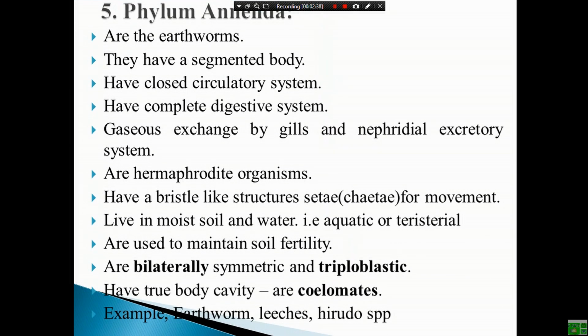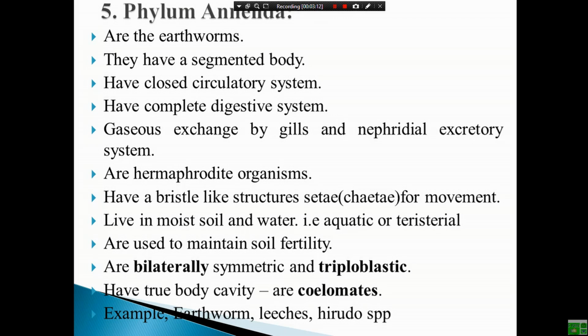The fifth one is phylum Annelida. They are earthworms. They have a segmented body and a closed circulatory system. They also have a complete digestive system. The members of this group have gas exchange occurring by gills and a nephridial excretory system. They are also hermaphroditic organisms, having both sexes.